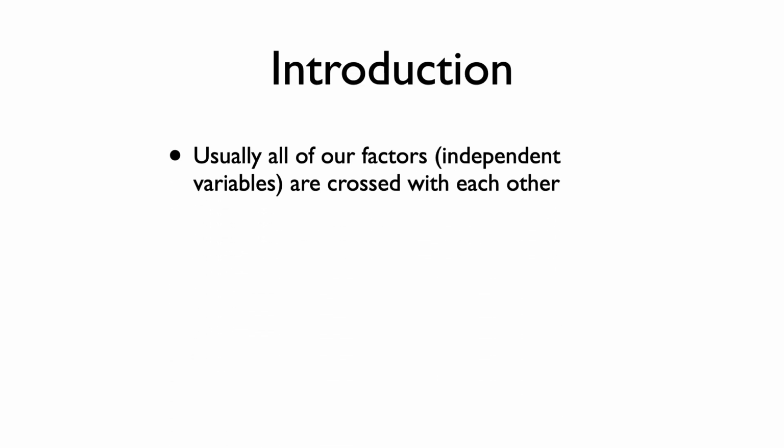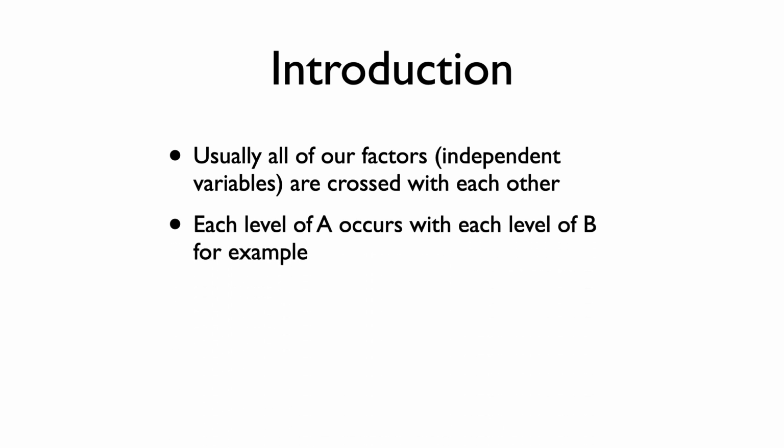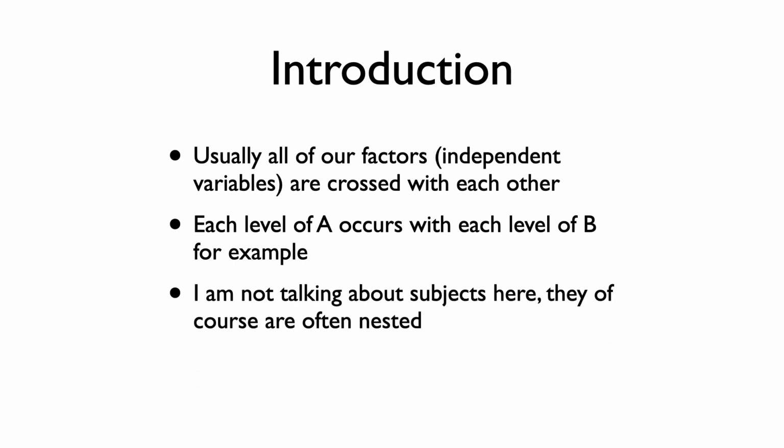All right. So usually all of our factors, our independent variables, are crossed with each other. Meaning, look at our example here. All the levels of A occur with all the levels of B. And you might be thinking to yourself, well, how the hell else would you do it? It's a good question. Well, you'll find out today, and you'll find out there's a lot of bad ways to do this, too. So each level of A occurs with each level of B, just like I just said. This is what we usually have, and this is what you will see almost always.